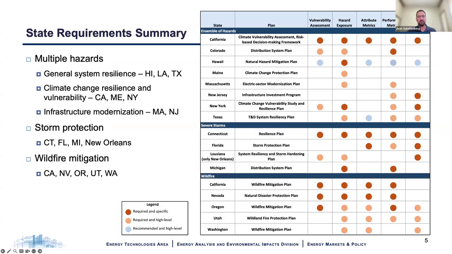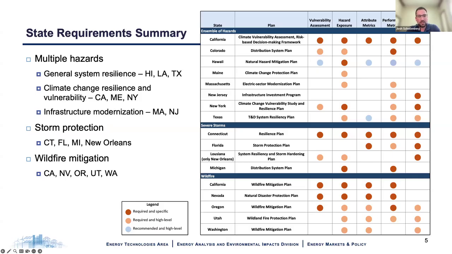So here's a summary of all of those state requirements. Some of them cover multiple hazards, including in Hawaii, Louisiana, and Texas, where the utilities can develop a plan to address a wide range of extreme weather hazards. In other cases, such as California, Maine, and New York, the requirements focus on climate change, resilience, and vulnerability more broadly. And then in Massachusetts and New Jersey, they focus on infrastructure modernization.